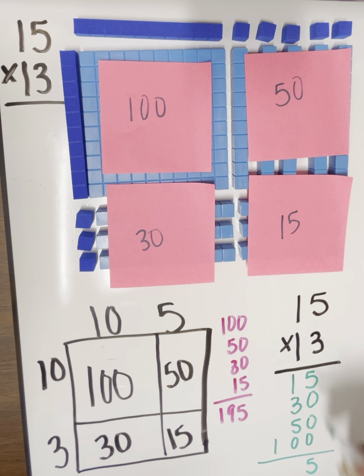We go through and add our partial products together. And the product of 15 times 13 is 195.